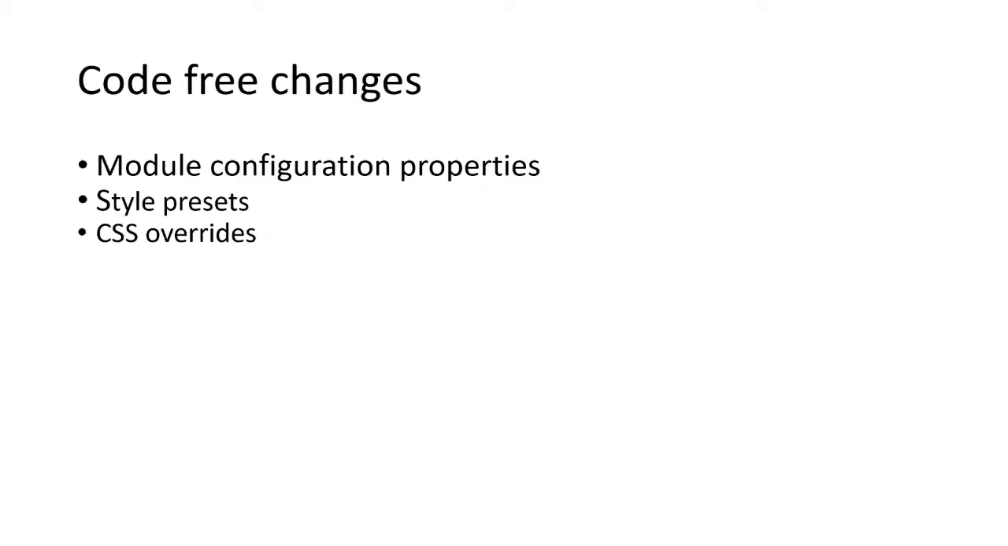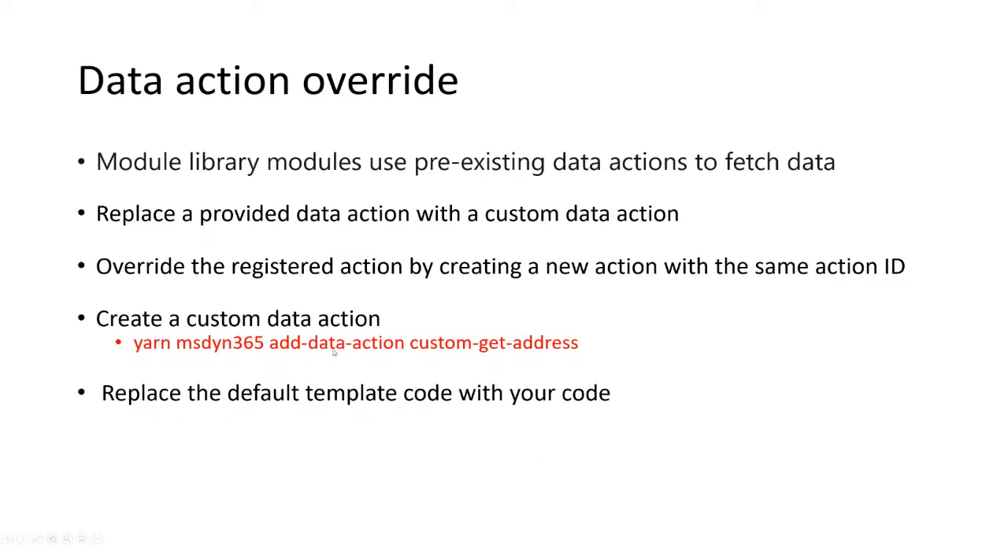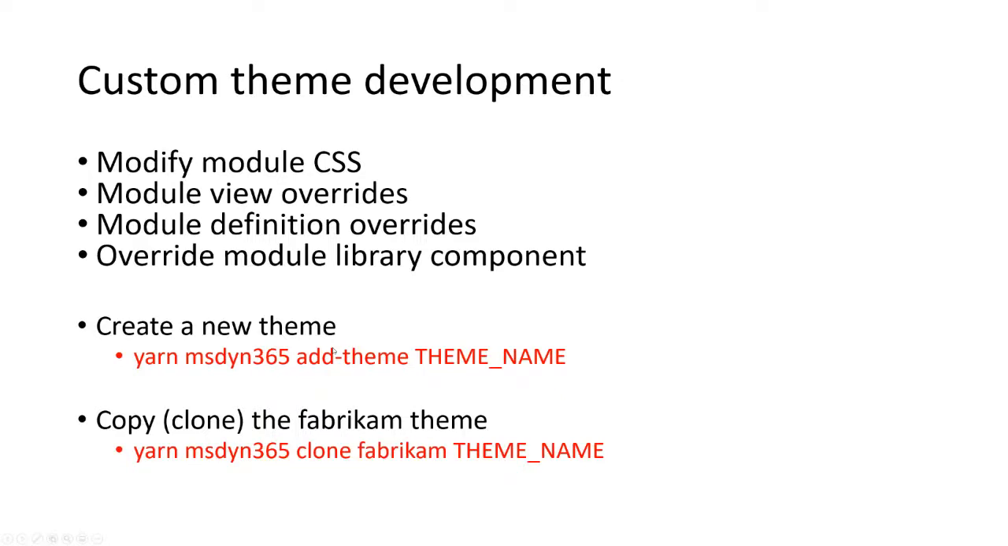Okay. So that really covers the code-free approach. Again, I've got a lot more details on that in another tech talk that we've done. And now I'm going to move over to custom theme development. So pretty much any site out there, you're going to want your own custom theme. We do ship, like I said, Fabricam and a starter theme. And you can create a theme using an add theme CLI command and give it a theme name. And I'll show you that in a moment.